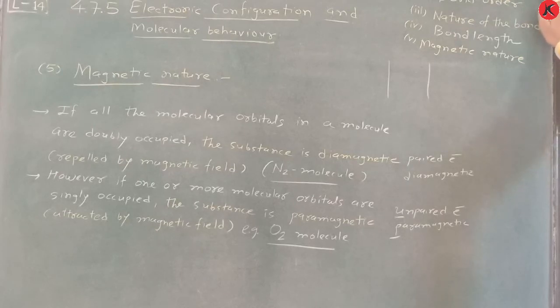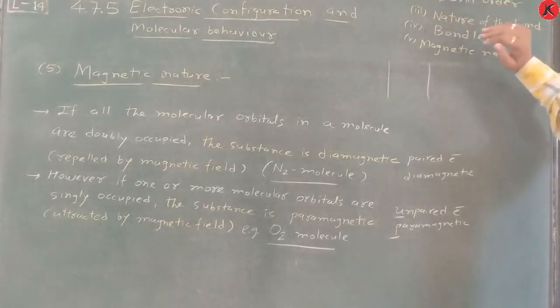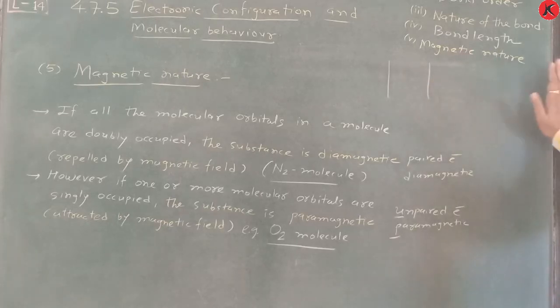So first is stability of molecules, second is bond order, third is bond length, fourth is nature of the bond, and fifth is magnetic nature. Don't bother if you change the sequence, there is no problem. But remember this way: stability of molecules, then second is bond order, third is the nature of the bond, fourth is the bond length, and fifth is the magnetic nature.